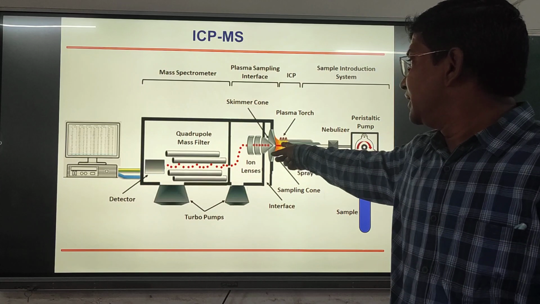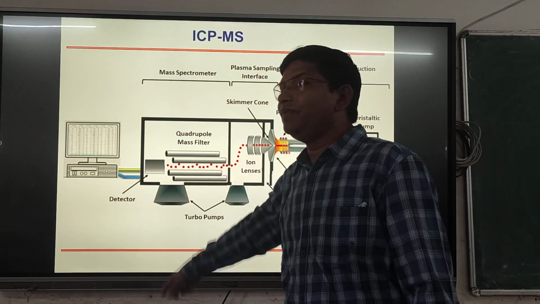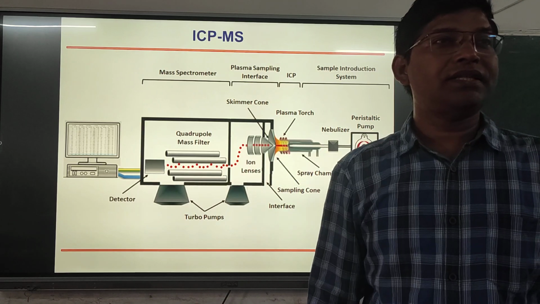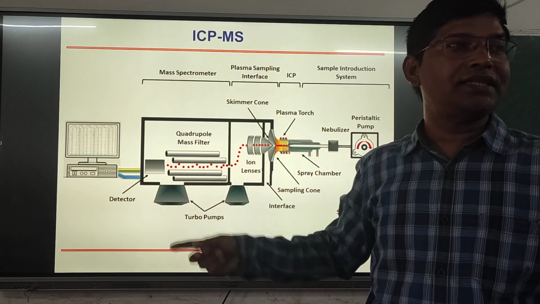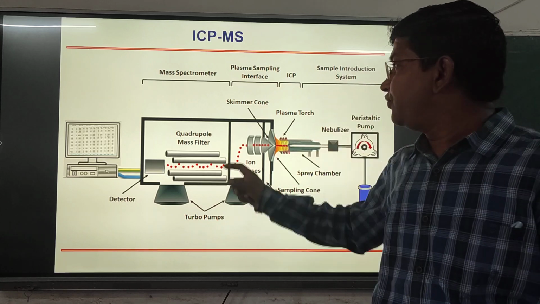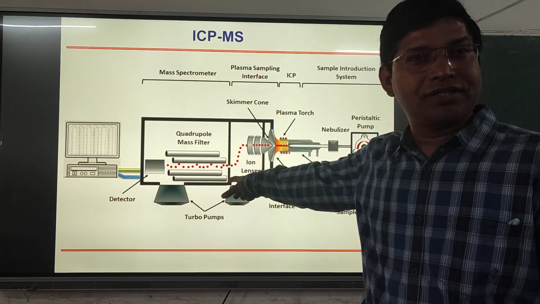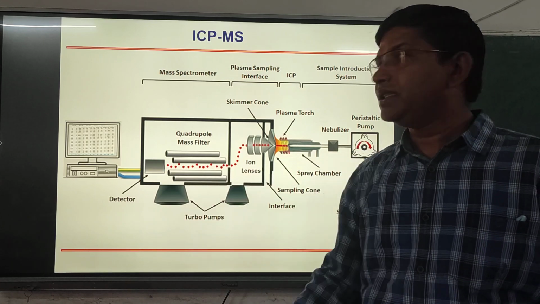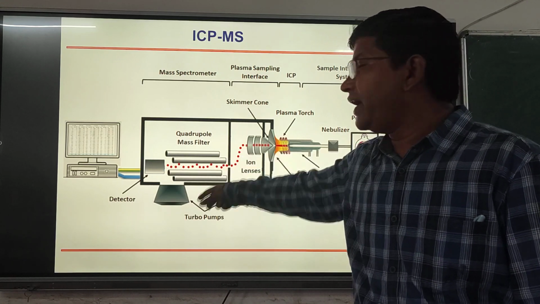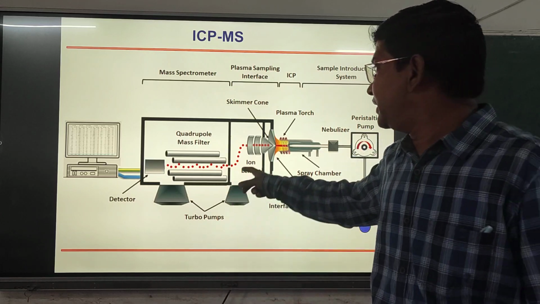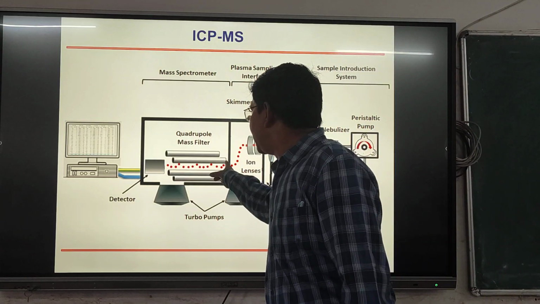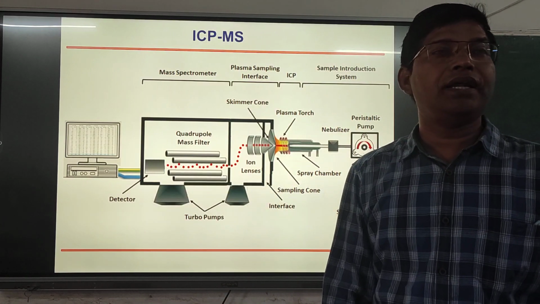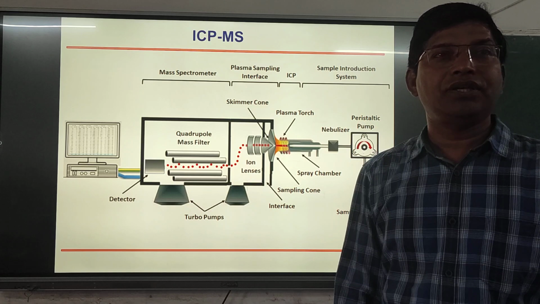Then the atomized element will pass through the quadrupole mass analyzer, which is four metallic rods present parallel to each other, over which the ionized element passes, and this passage, or the separation of these ions, is based on the mass by charge ratio.